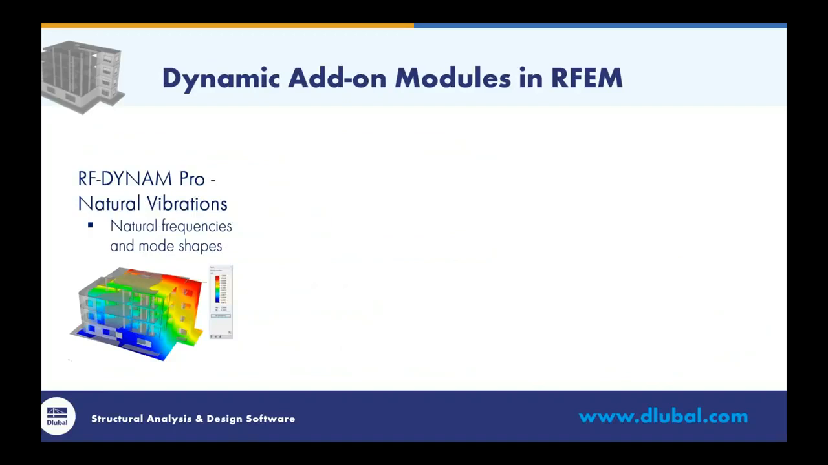So regarding the dynamic add-on modules in RFEM, we have a total of 4. Within the main program RFEM, we want to initially begin by modeling our entire structure. We can load the structure and we can run a full static analysis. But the minute that we want to run any type of dynamic analysis, this does require the add-on modules. The first is called RF-DYNAM Pro Natural Vibrations, and this is a prerequisite to the rest of our dynamic add-on modules. You have to determine what the natural frequencies and mode shapes are of the structure.